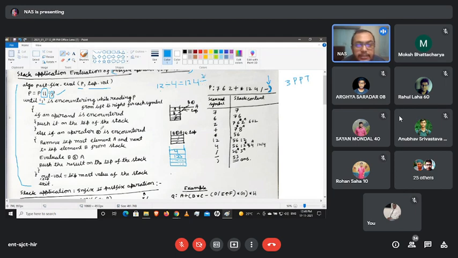So see, else if an operator is encountered, remove the topmost element A and the next topmost element B. Right now this one is our A, because it is our topmost element. Yes or no? Yes, sir. And this is our second topmost element B. Yes or no? Yes, sir.